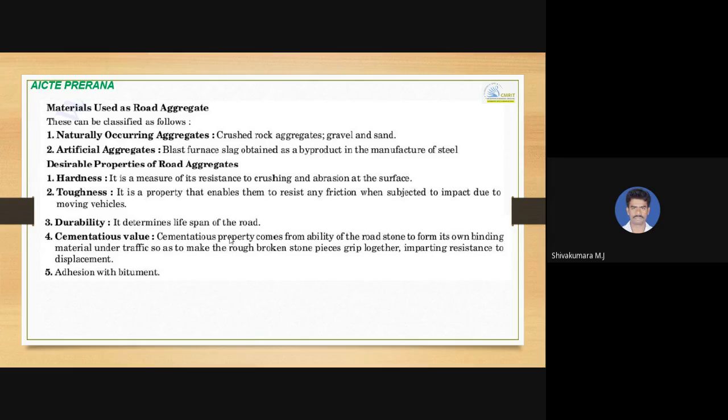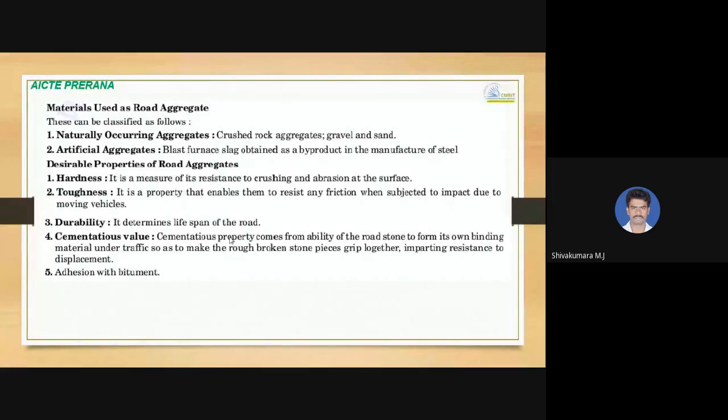Some of the desirable properties of road aggregates are: it should be hard enough, it should be tough enough, it should be durable, and it should possess better interlocking effect, and then adhesion property with bitumen or any binder. These are all some desirable properties we expect from aggregates.